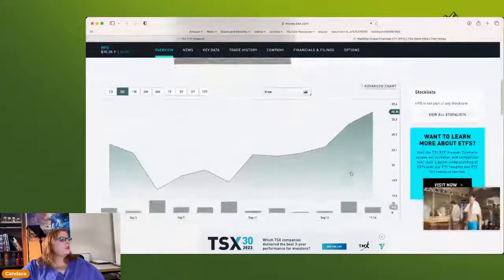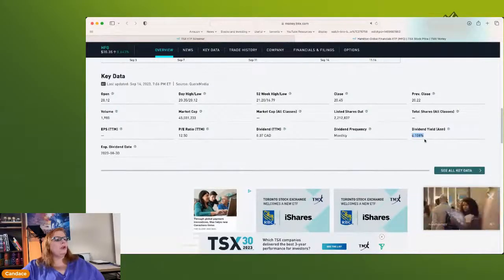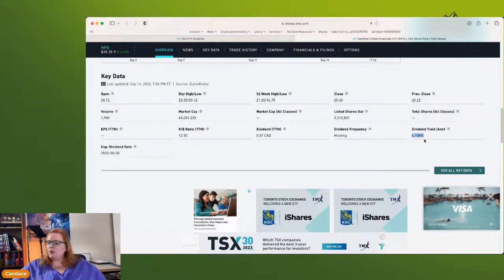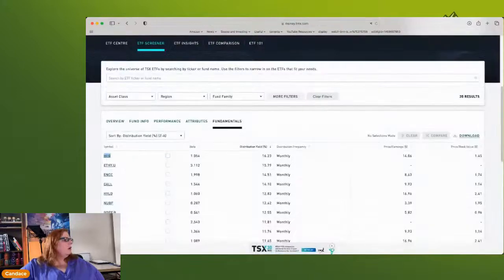So that's one of the things you're going to do. You're going to come down, you're going to check. Yeah, look at this, 4.108%. So I'm not sure where it's getting some of its data. So sometimes it's wrong. Most times it's not, but sometimes it is wrong. So in a case like that, you just take a look and you can go, whoops. You can go to the other one.